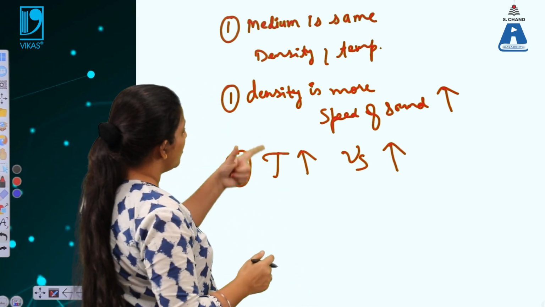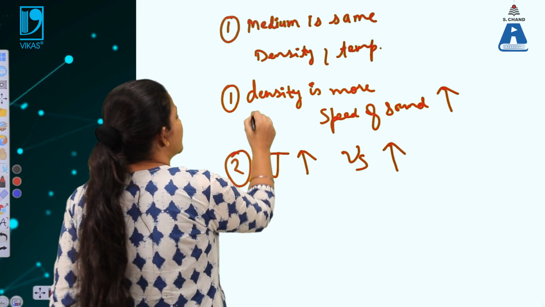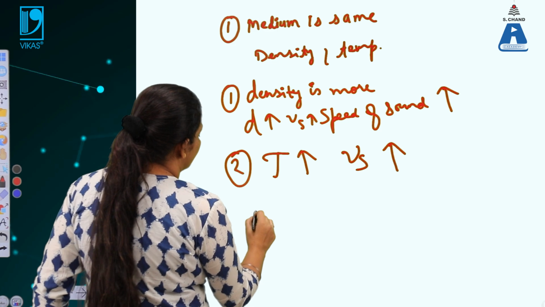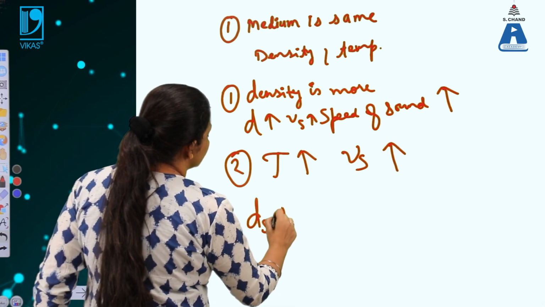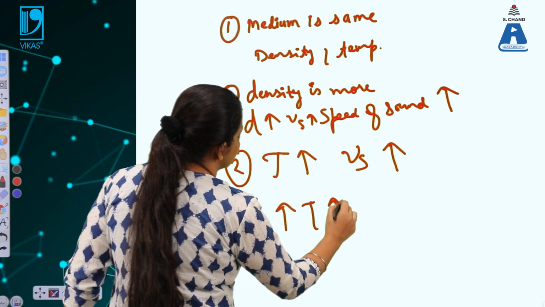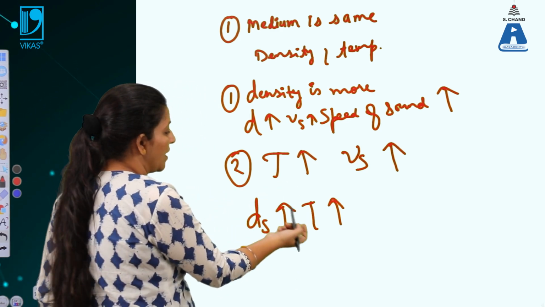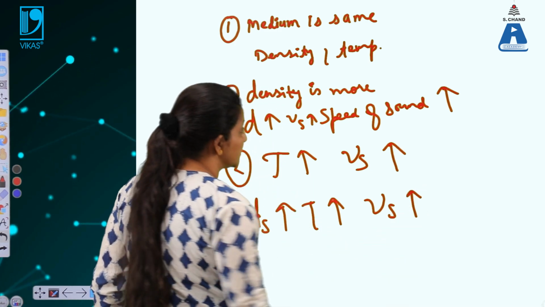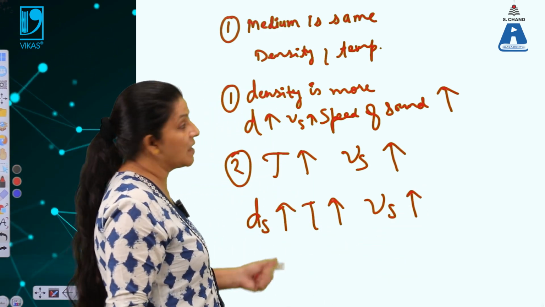So that means when the density, represented by D, is more, then the velocity of sound is more. So with both factors, when the density increases or the temperature increases, the velocity of the sound waves also increases within the same medium.